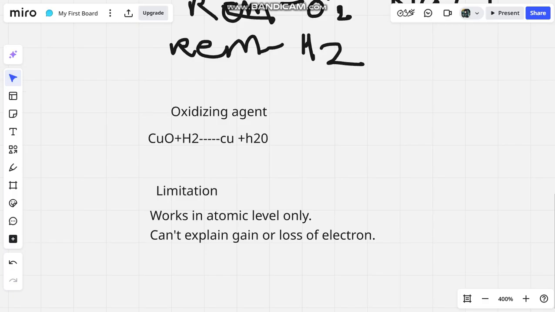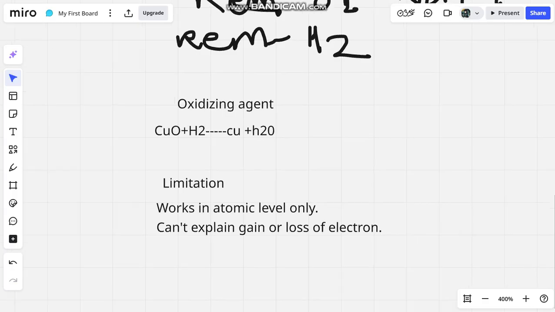Now this might be a little confusing, but CuO is actually getting reduced, and yet it's an oxidizing agent. Why, you might ask me? CuO helps H2 get oxidized. That means it's an oxidizing agent. And H2 helps CuO get reduced. That means it's a reducing agent. So if you're getting oxidized, you're a reducing agent. If you're getting reduced, you're an oxidizing agent. It's that simple. It's basically the polar opposite.